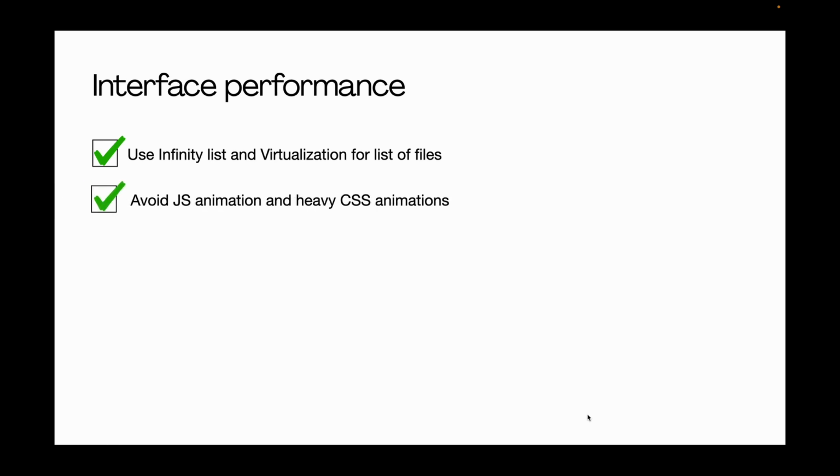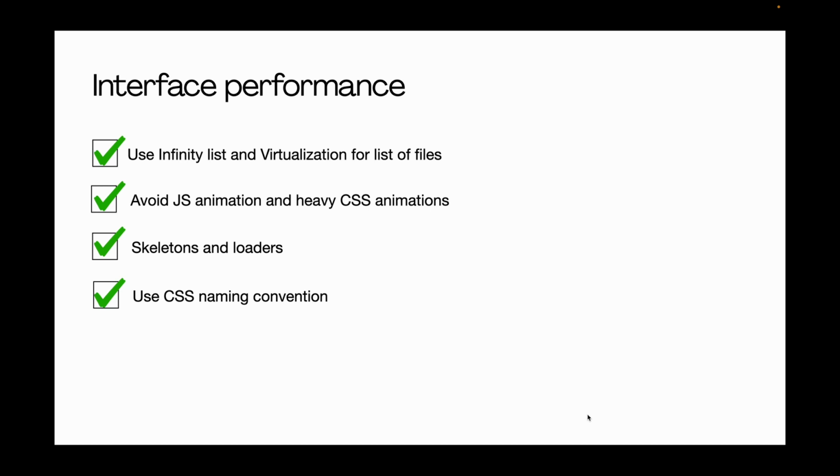On the other hand, adding skeletons may make the application appear to load faster, even though the actual loading time remains the same. Now let's explore what we can do. First, we can use infinity list and virtualization for long list of files. Next, we should avoid JS animations and heavy CSS animations. We should use skeletons and loaders, and use CSS naming convention, for example, BEM.